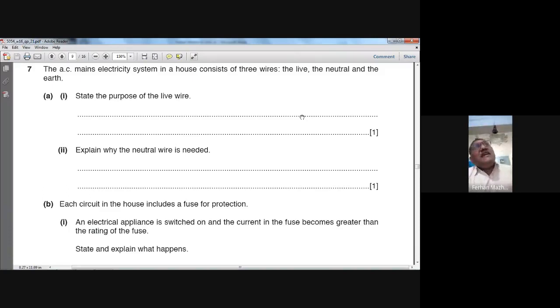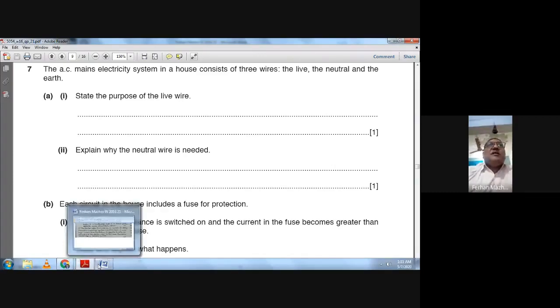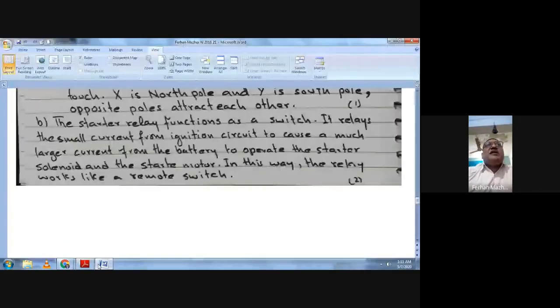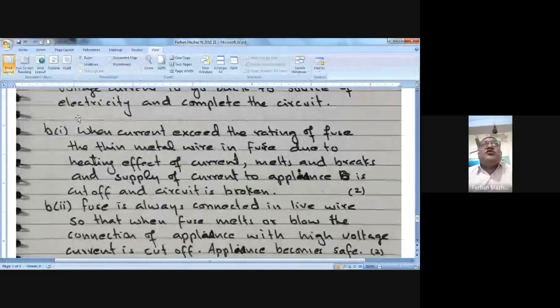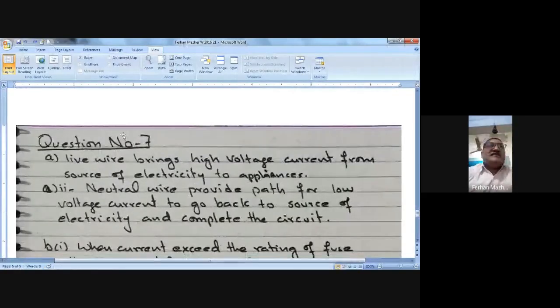The live wire is the wire which brings the high voltage live current from the power supply or main supply to the appliances. So live is bringing the live current to the appliance. Okay, so question number 7, part a: the live wire brings high voltage current from the source of electricity to appliances.